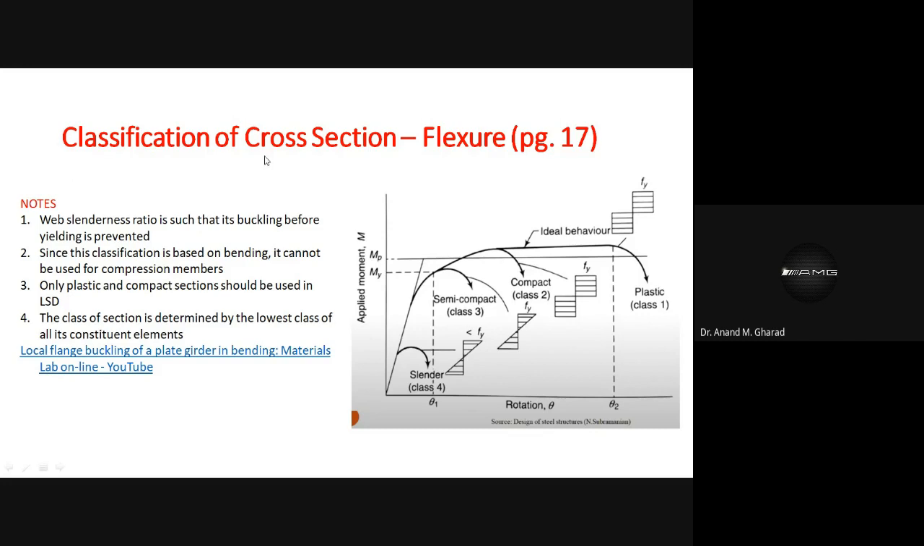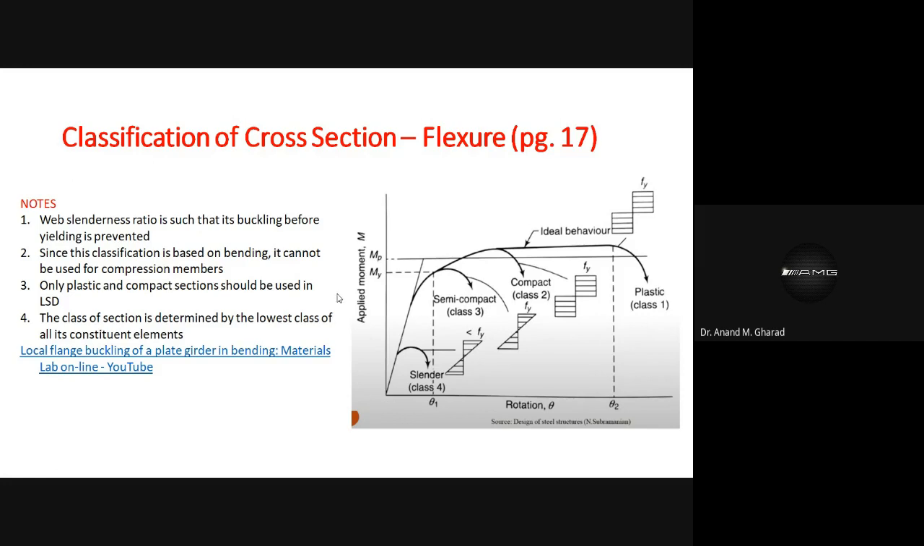So now let's speak about what is classification and why this term has been introduced in your IS 800 2007. As you can see over here, a representation of moment versus rotation curve. This has been taken from the Design of Steel Structures book by Subramanian. This is one figure represented in that book. Just try to understand what exactly is the classification of cross sections. Classification of cross section depends upon the behavior of the material at various different stages.